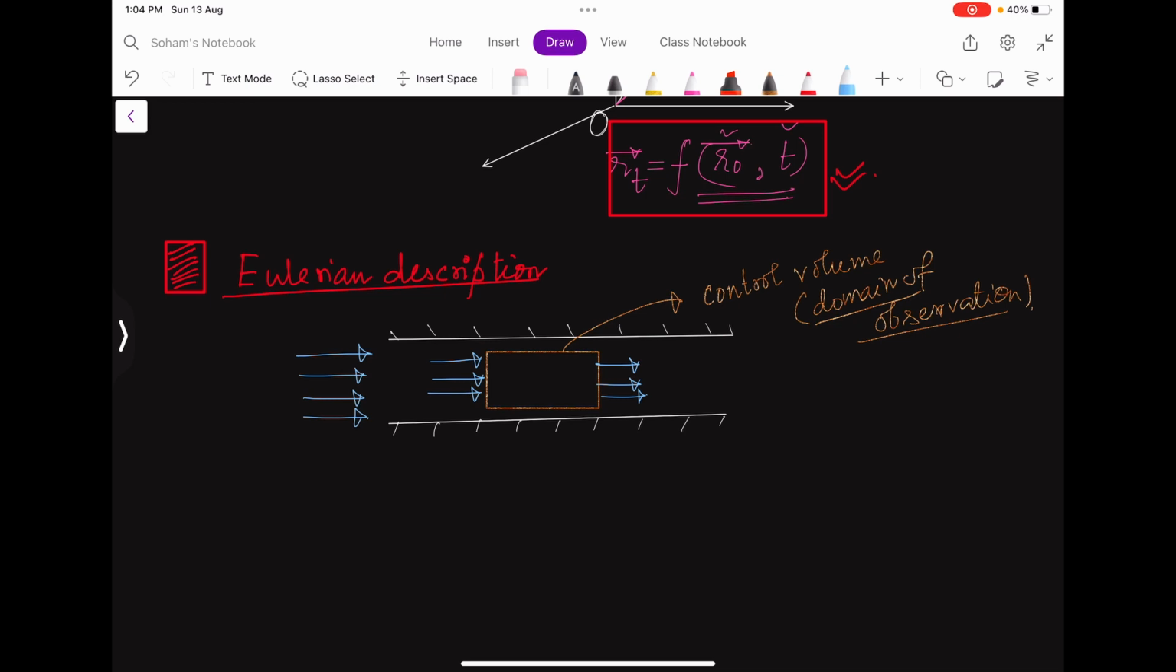Maybe we are interested in measuring some other property like enthalpy, which is a thermodynamic property. So maybe some of the enthalpy is entering, some enthalpy is leaving, and there is some change in enthalpy in this particular time. So we are interested in all of these things.